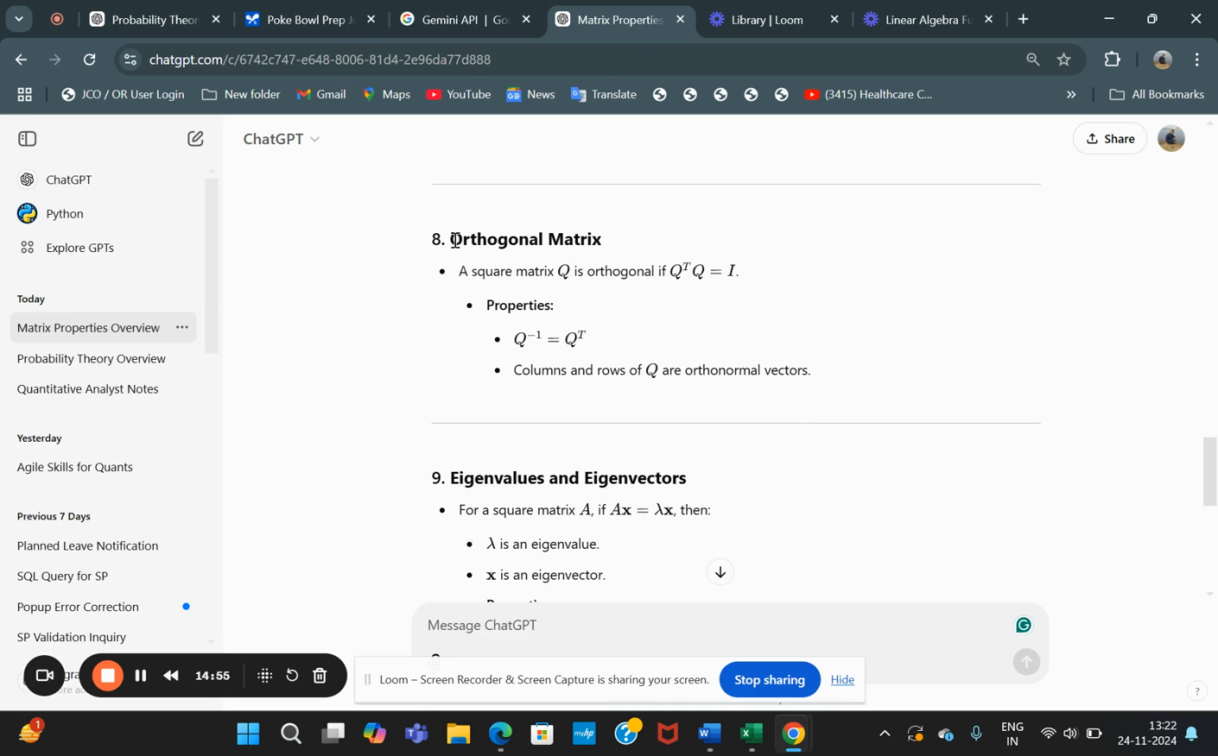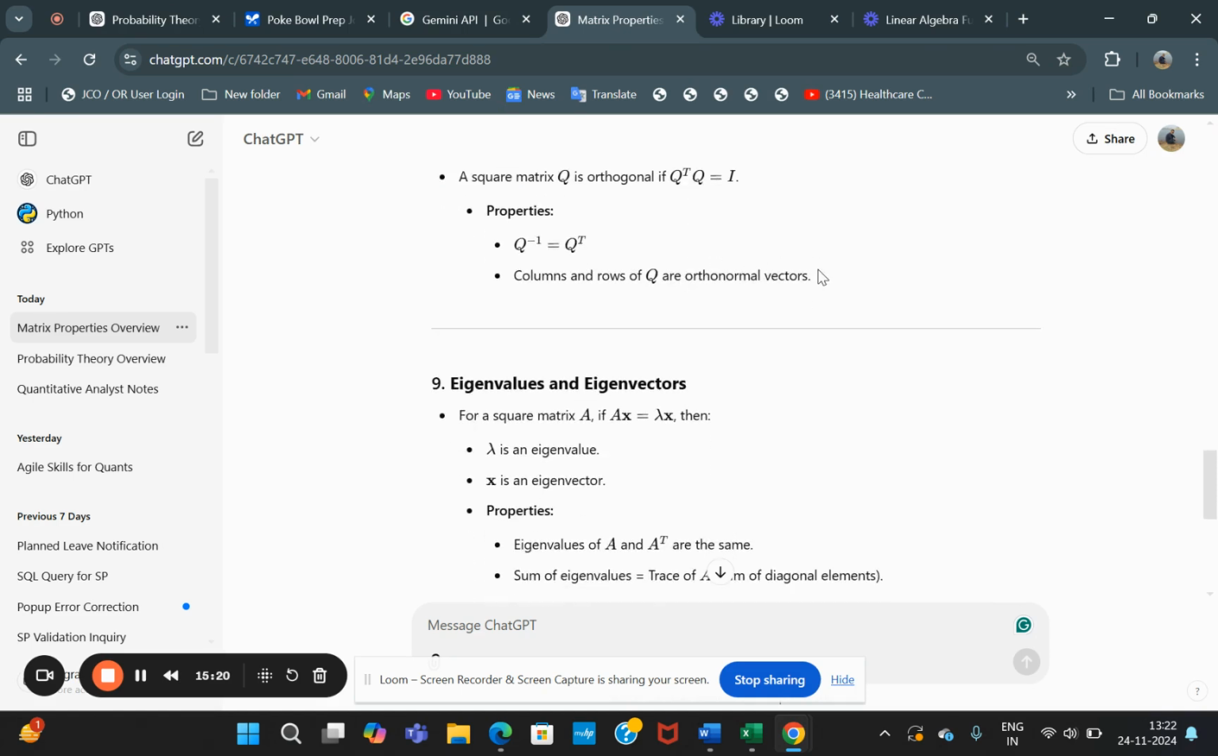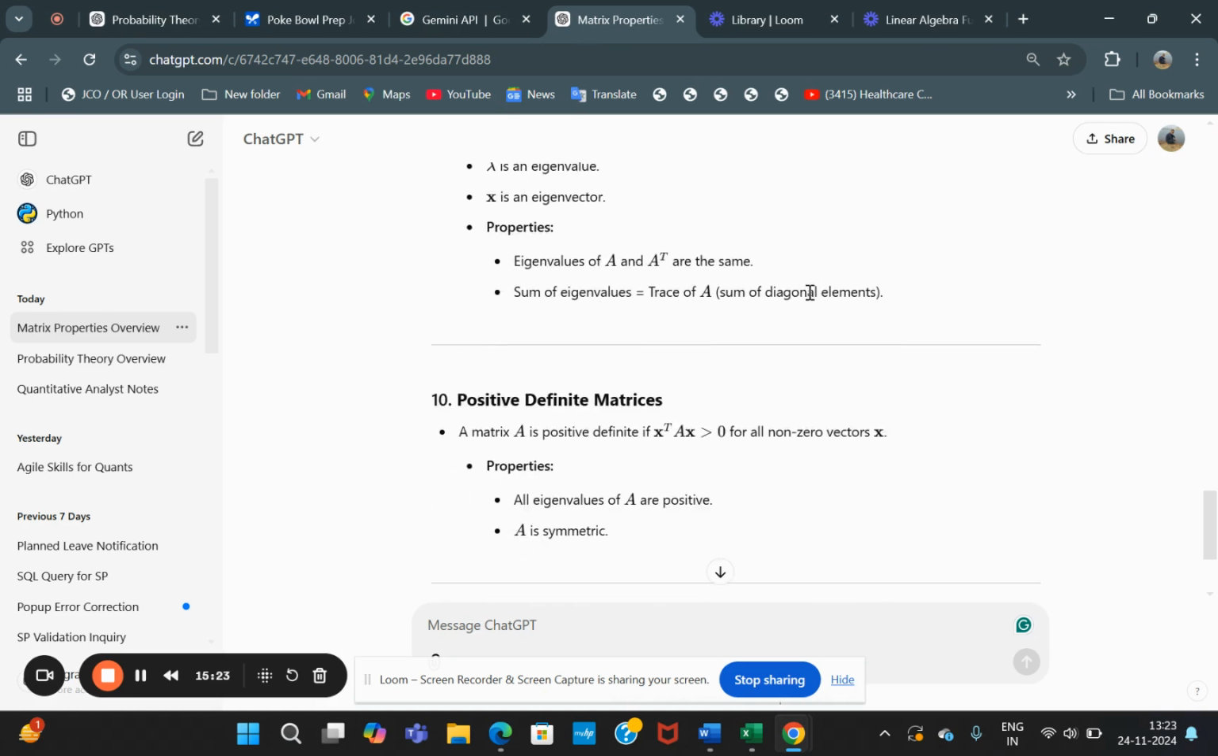And then we will move to the orthogonal matrix. A square matrix Q is orthogonal if Q transpose times Q is the identity matrix. We call matrix Q an orthogonal matrix if it satisfies that the product of Q transpose and Q is the identity matrix. So the properties are that Q inverse and Q transpose are the same, and the columns and rows of Q are orthogonal.